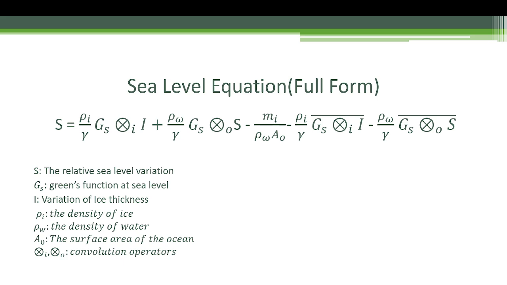The first two terms on the right-hand side describe the direct gravitational effects of ice and ocean mass on sea level. The Green's function, shown as G sub S, represents how the Earth's crust and gravitational field respond to a surface load, either from melting ice or redistributed ocean water. The third term ensures mass conservation. It corrects for the total amount of ice that has melted and been added to the ocean.